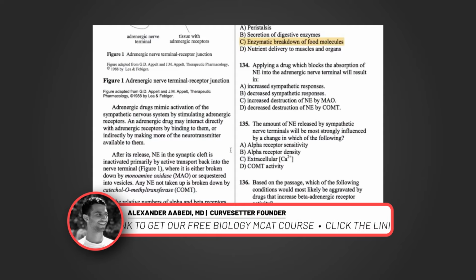So we're going to use that to solve this problem. If you block absorption of norepinephrine, we're going to have more norepinephrine to respond, right? Norepinephrine is going to bind to receptors on tissues that provide a sympathetic response. So it looks very clearly that A is the correct answer, right? You're going to get increased sympathetic responses.